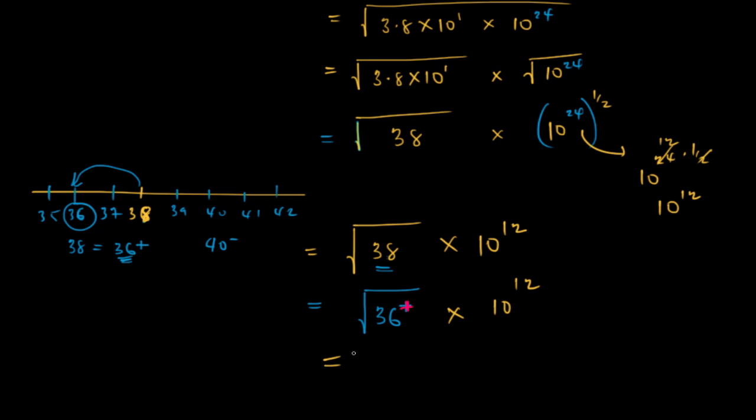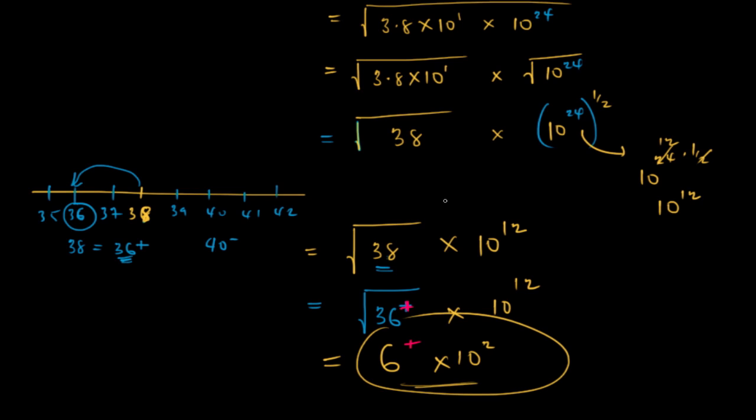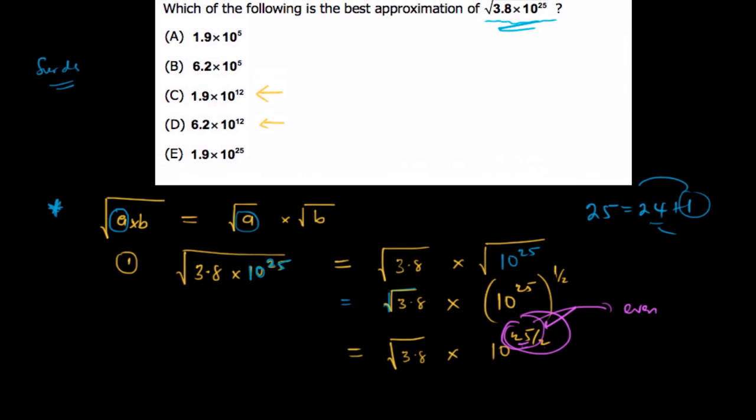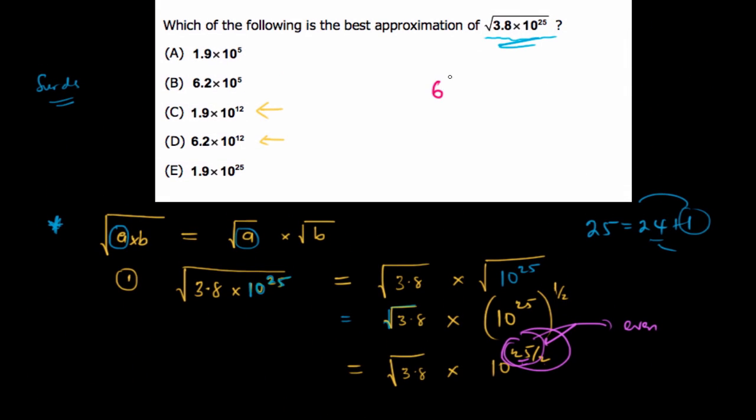Now when you find the root of 36, what you'd have is 6 plus, the plus still stays there, then times 10 to the power 2. Now you're going to see how useful this is going to be in finding the solution. So our answer is 6 plus times 10 to the power 2. That is 6 plus some little number.